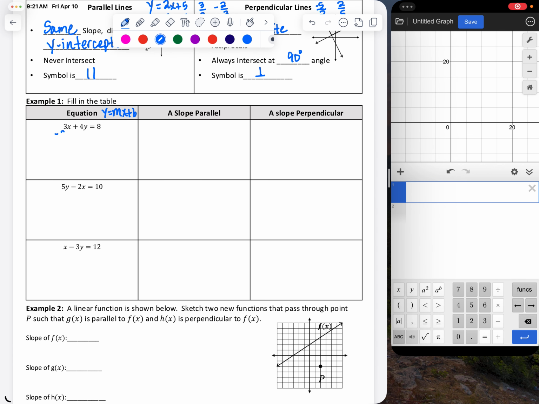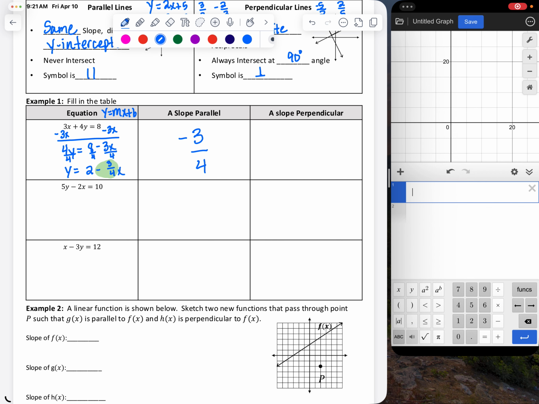So we'll start here by subtracting 3x from both sides to give us 4y equals 8 minus 3x, and then divide by 4. So that would give us y equals 2 minus 3 over 4x. Now remember, we said the slope is the coefficient of x. So the slope of this line is negative 3/4. So the parallel slope must also be negative 3/4.